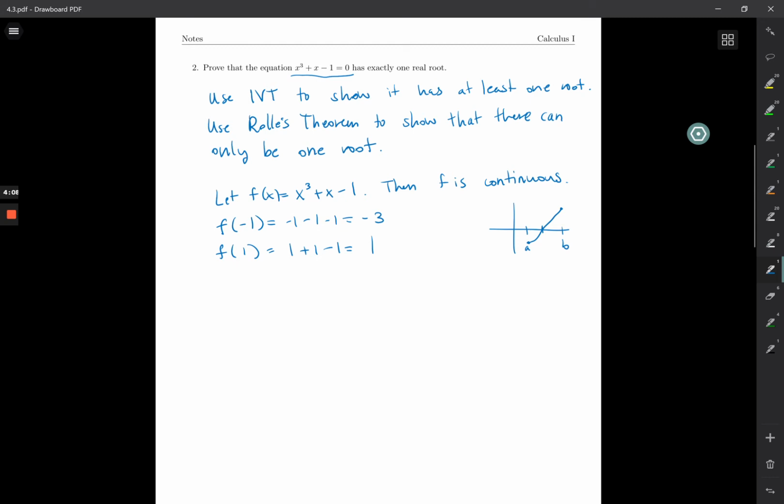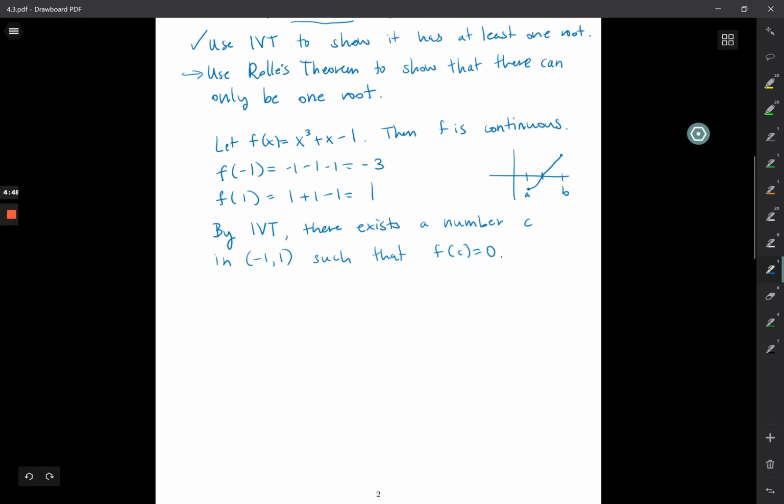And so we have found our two values where we get either a negative number or a positive number. So we can say by the intermediate value theorem, there exists a number c somewhere in the interval minus 1 to 1, such that f of c equals 0. Okay, so that was this first piece here, and now we need to use Rolle's theorem to show that there can only be one root, right?